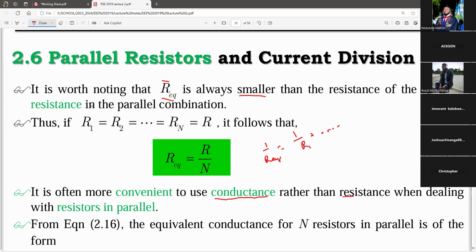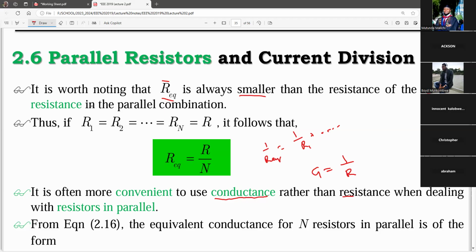Those that are in parallel. Okay? Because we know that conductance, which is G, is equal to 1 over the resistance itself. So if you have resistors that are connected in parallel, better you convert the values of those resistances into conductances, because we know that when resistors are connected in parallel, it is their conductances that add.